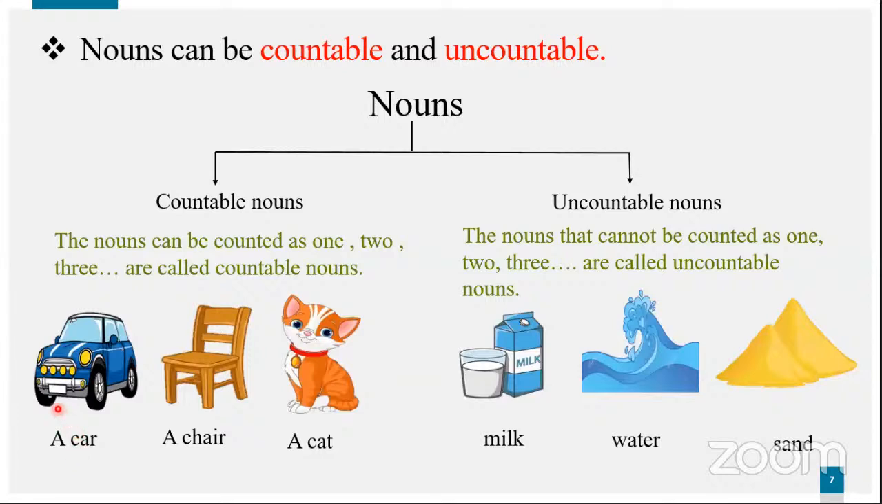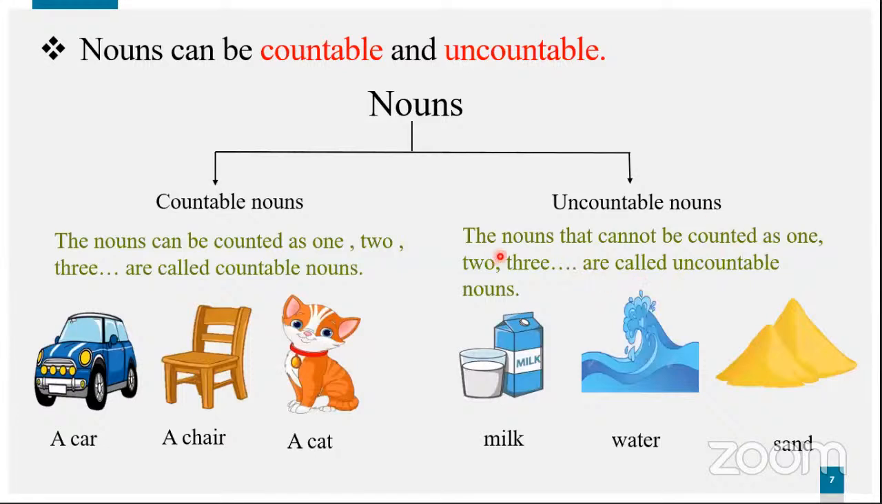Now we can say there is one car. And if there are two cars, we can say two cars, three cars, four cars, like that. We can use numbers in front of these nouns. And chair, two chairs, five chairs, 10 chairs. Cat, two cats, three cats. So we can count these things by using numbers. So we call these nouns countable nouns. We can count them. And the other part is uncountable nouns.